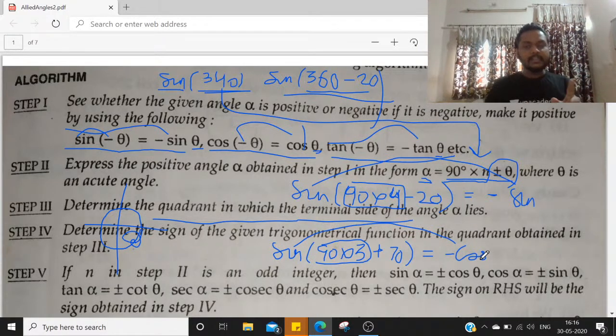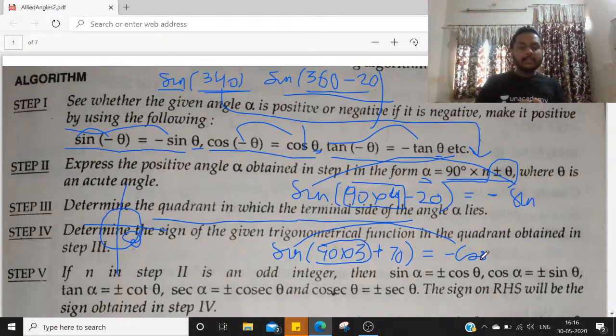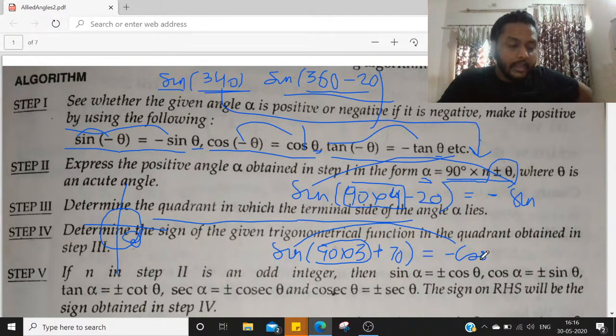So first step is this, that if you have been given, let's say, even multiple of your 90, in that case, your sine will remain sine. And if you have been given the odd multiple of your 90, in that case, your sine will get changed to cos. Are we clear with this?